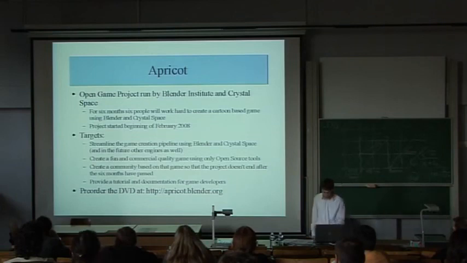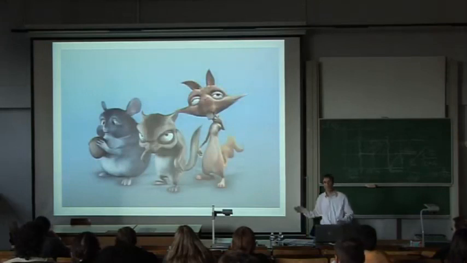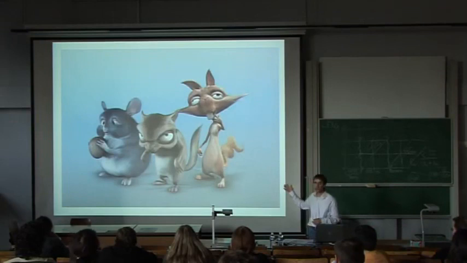So it's one important thing. Here you see the Apricot project goes together with the Peach project, which is the open movie from Blender. And these are renders from the open movie. And these characters are also going to be used in the game. So it's a bit of a cartoon game.